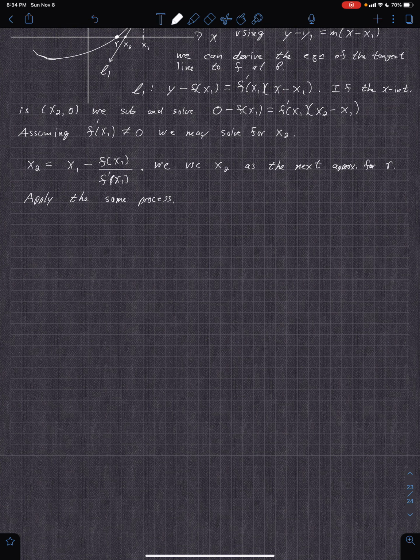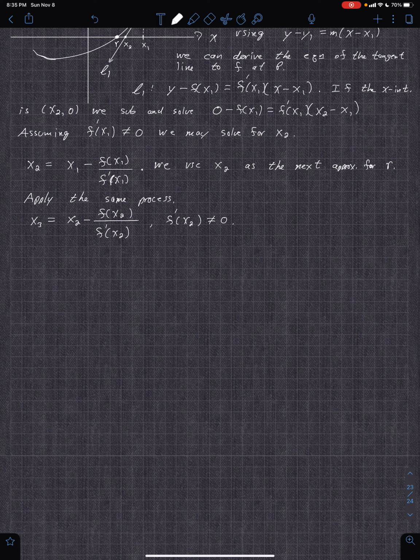So then you get x3 is equal to x2 minus f of x2 all over f prime of x2. And that's true provided, of course, f prime of x2 does not equal 0. So you can't divide by 0 there.